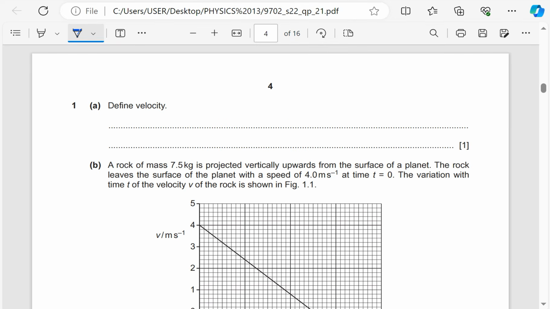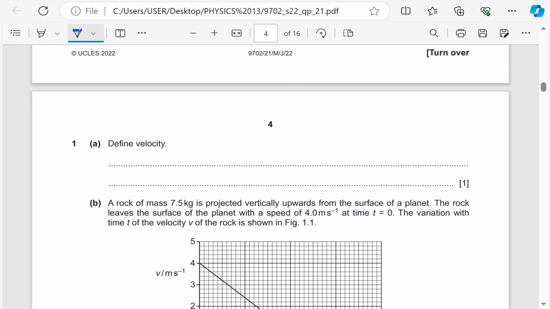So define velocity. Of course, we know that velocity is equal to the change in displacement divided by t. So I will simply say velocity is the rate of change of displacement. So it's wrong to say velocity is displacement over time. The word change is very important in the definition of velocity, because if the displacement is not changing, then we don't have velocity. So velocity is the rate of change of displacement.